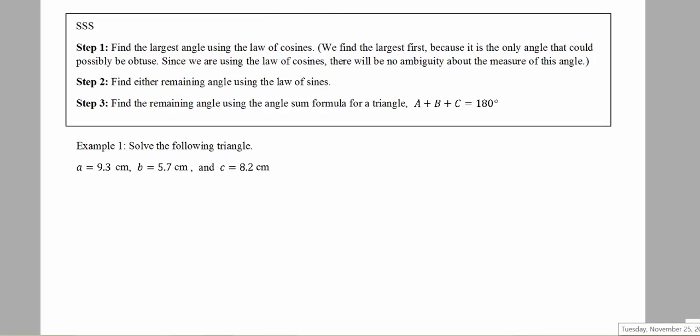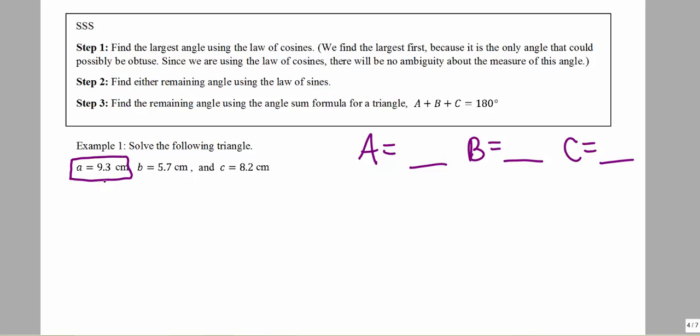In this first example, we are given the lengths of all three sides. So we have the side, side, side congruence axiom. And we will be looking for the measures of the three angles. So angle A, angle B, and angle C. Since we're given all three sides, what we want to do is start by looking at the longest side, and we want to solve for the angle that is opposite of the longest side. So in other words, you want to look for the longest or the largest angle in the triangle first. So we're going to look for the largest angle using the law of cosines.